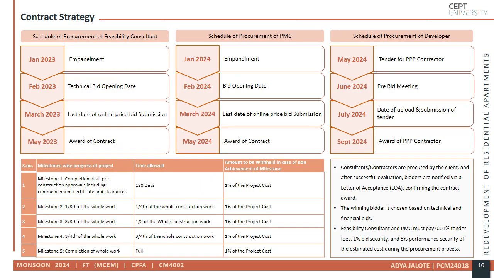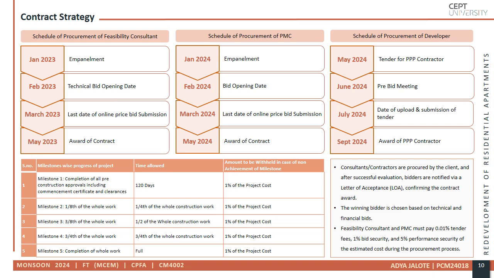The contract incorporates a milestone based execution plan to monitor progress and enforce accountability. For example, Milestone 1 requires obtaining all pre construction approvals, including commencement certificates, within 120 days. Failure to achieve this milestone incurs a penalty of 1% of the project cost.